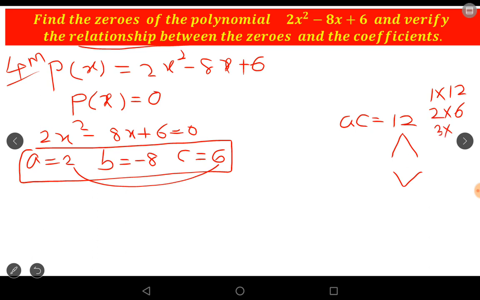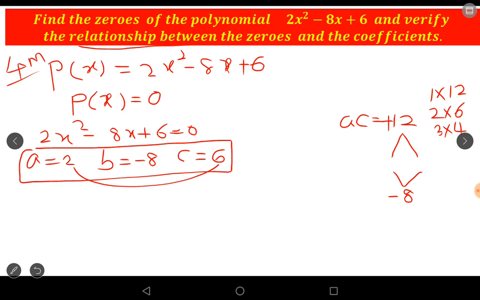Here both are the same symbol. Plus 12 means both have the same symbol, both are plus or both are minus. The b value, the sum of the two numbers, is minus 8. So minus 8 means both are negative. Both are negative, so the sum is 8 possible.